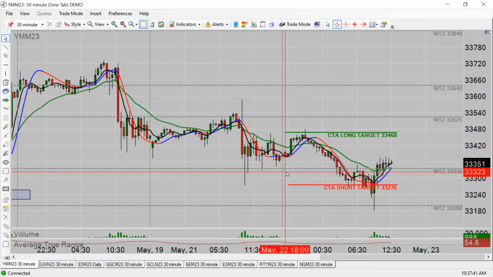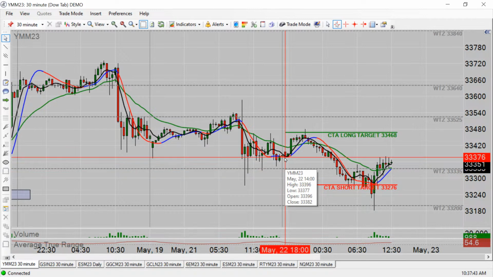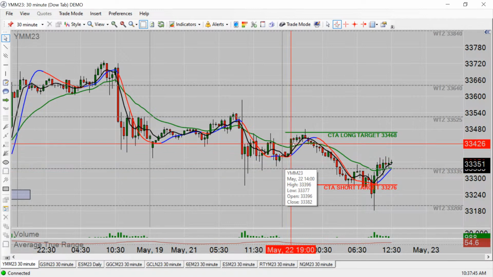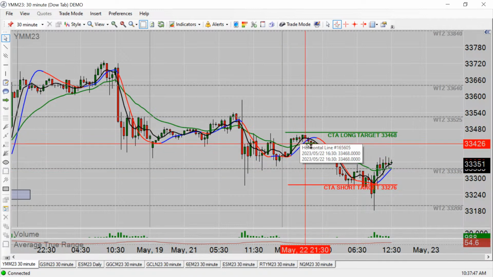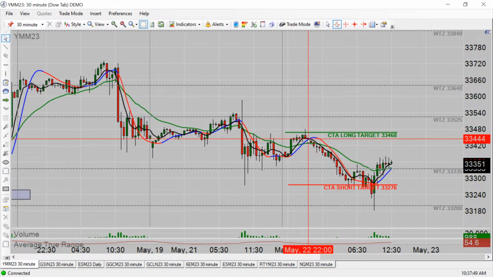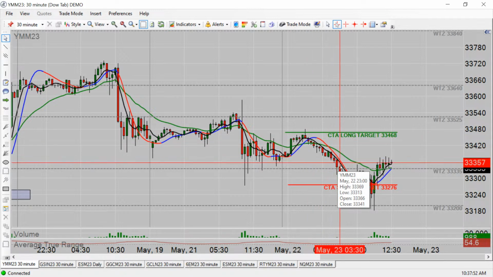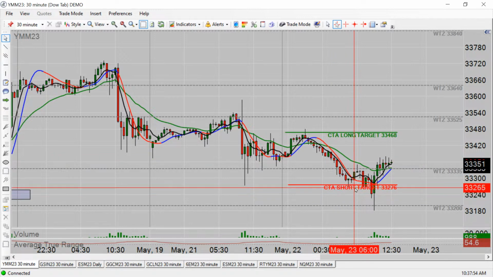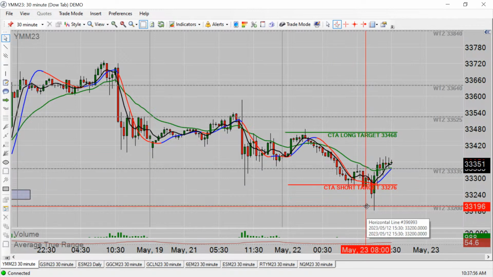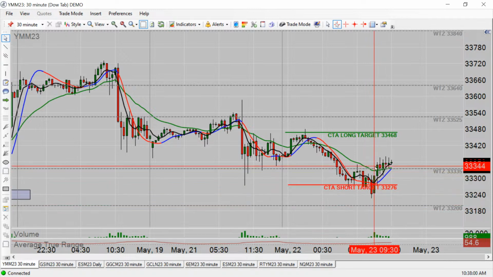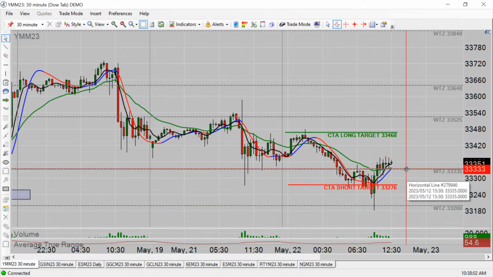On the Dow, here's where the market opened last night. Ran up at the long target, got below the BBC, blue and climbing turned to red and falling, and we hit the short target. And where did the market find support? At the zone. And what's happening now? We're consolidating at a zone.